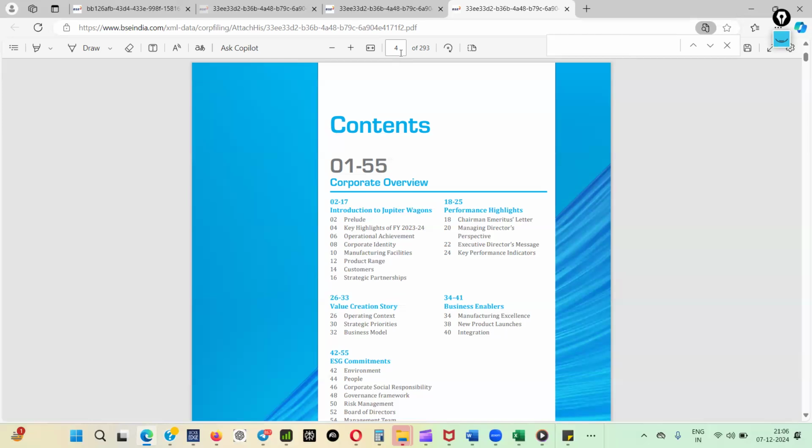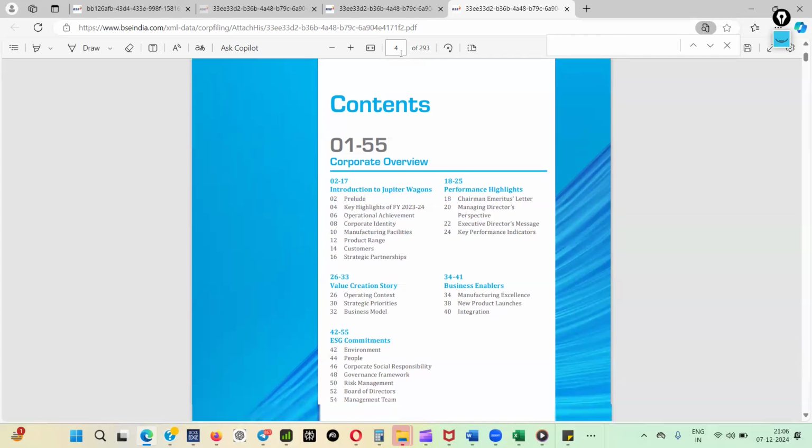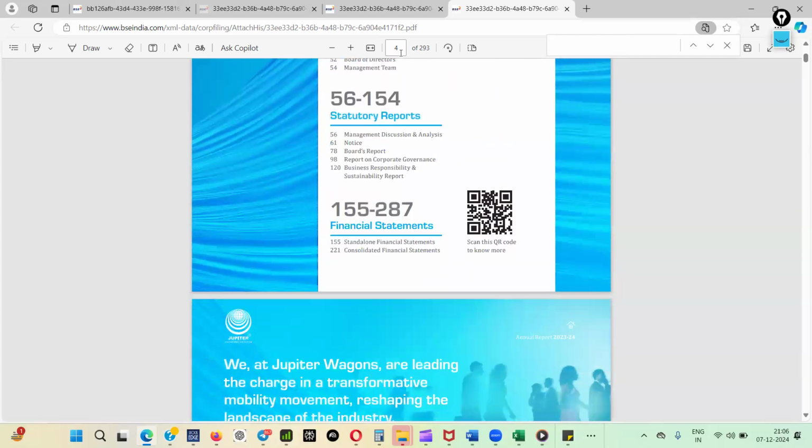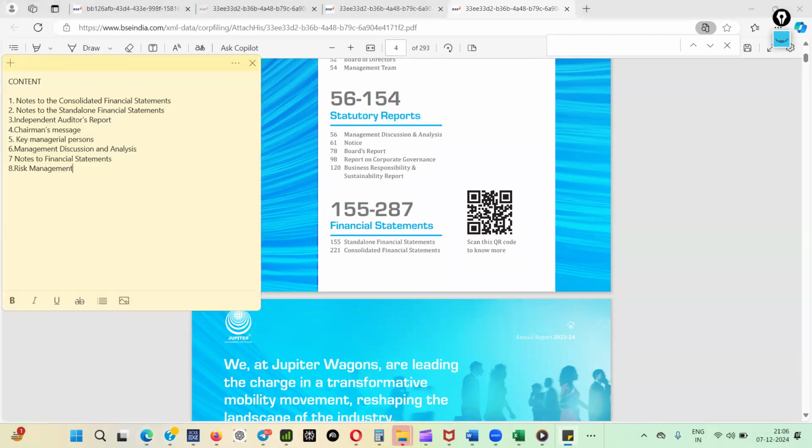What the remuneration committee is. Type such keywords: remuneration committee, audit committee. All these keywords, if you search. Apart from that, the chairman's message, and a brief about the financial statements: this particular section, standalone financial statement, consolidated financial statement, notes to the financial statement. Those things you will get. So take a click a picture on this. These are the things one can cover, notes to the consolidated financial statement.